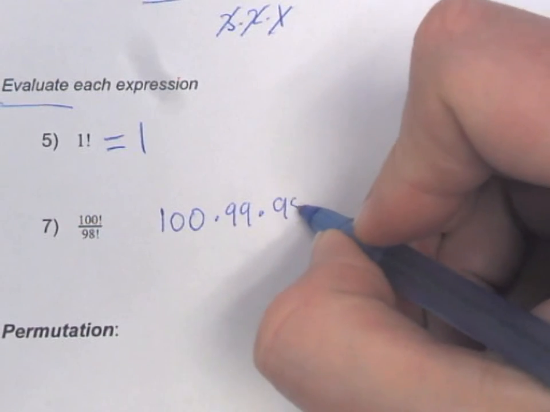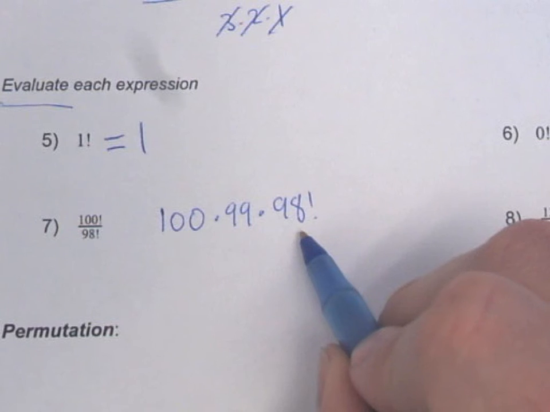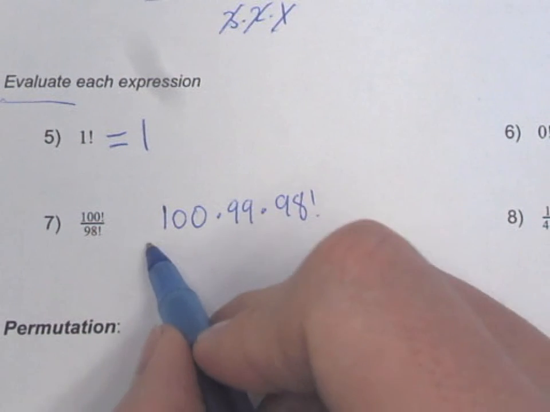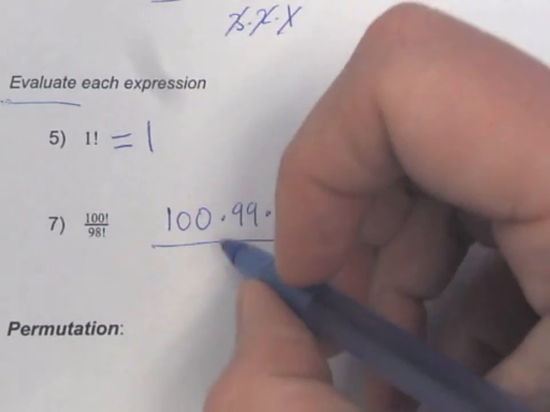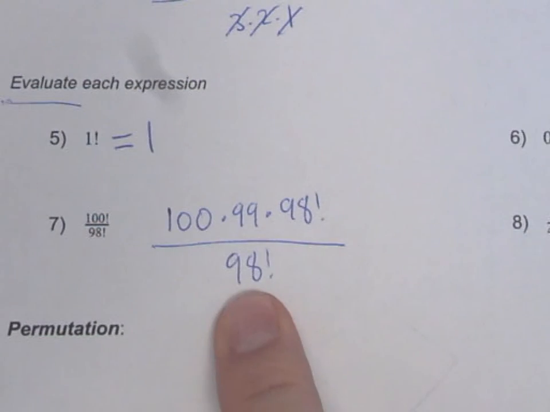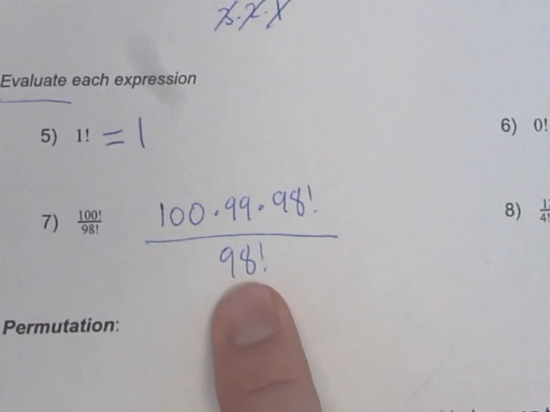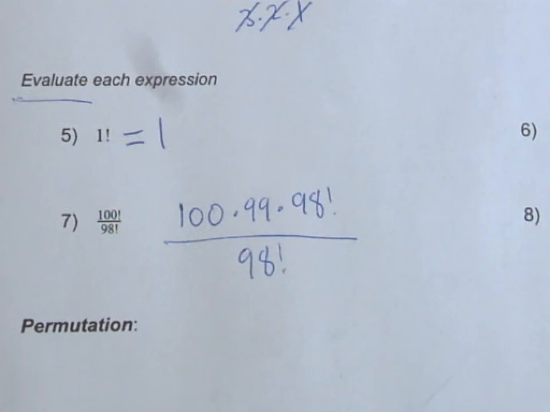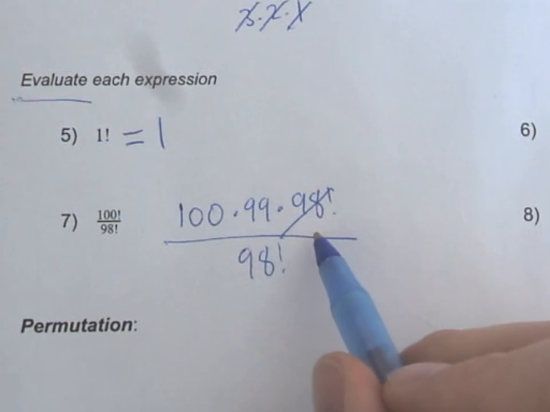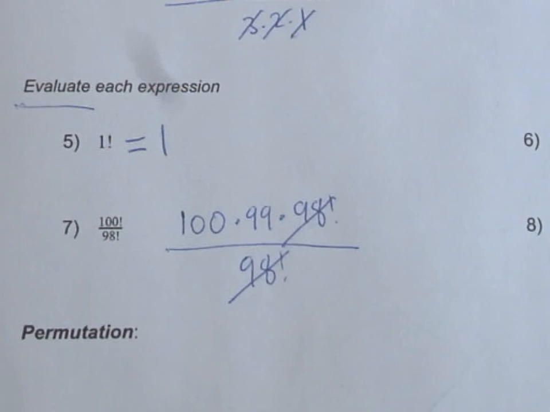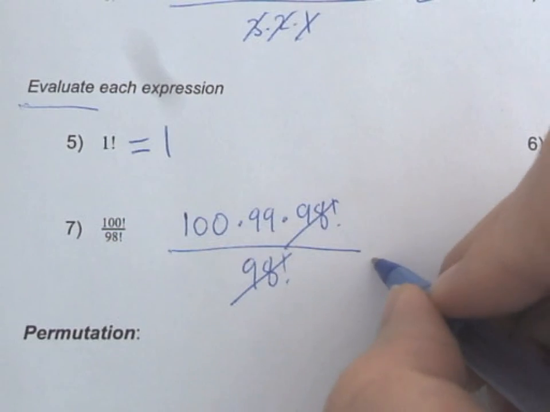Because if you write 98 factorial, that's 98, 97, 96, 95, 94, 93, 92, 91, all the way down to 1. So this right here is 100 factorial. I don't have to expand it all the way. I just have to expand it enough so that I can cancel with what's on the bottom. Because this is also 98 times 97 times 96 times 95 times 94, all the way down to 1. So really, what's happening here is all of these numbers, now this represents 98 numbers, are going to cancel each other out. And I'm really just left with 100 times 99.